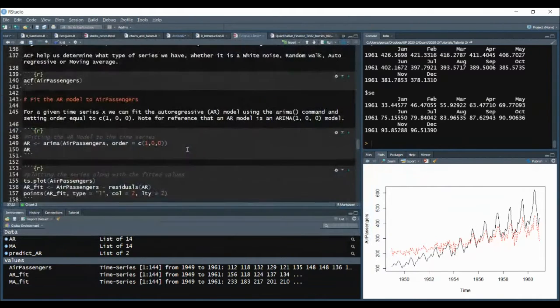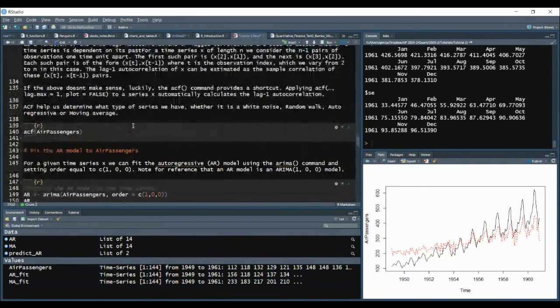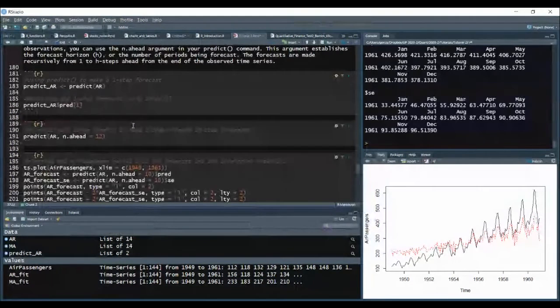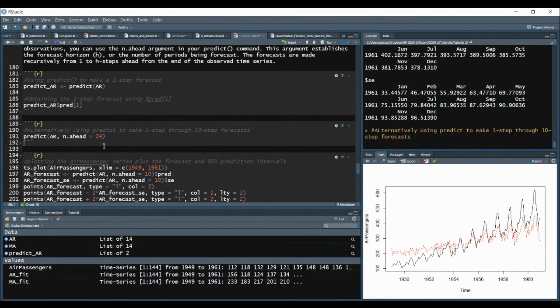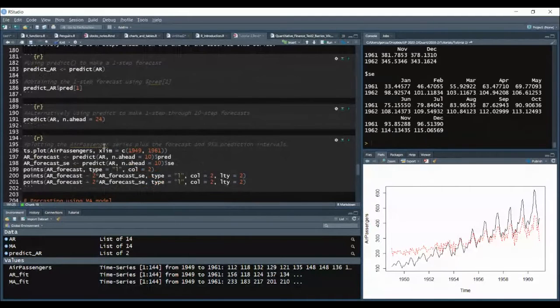Back to this one, and no problem. Here. Okay, so if we do predict with the argument ahead equal to 12, then we get the whole year of 1961. If we do 24, then we get 1961 and 1962 all complete. Now let's predict 10 values.